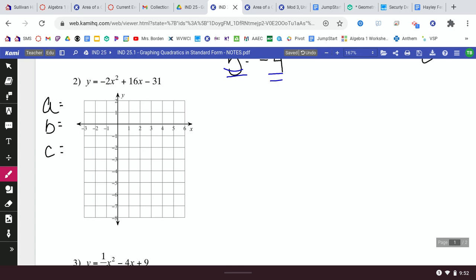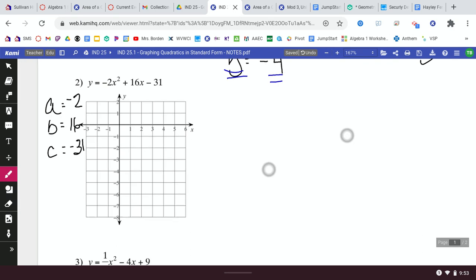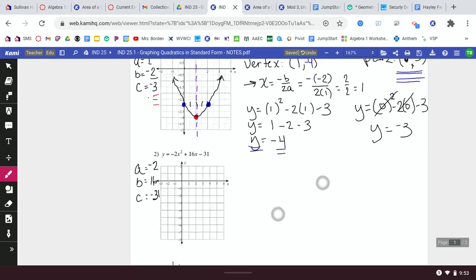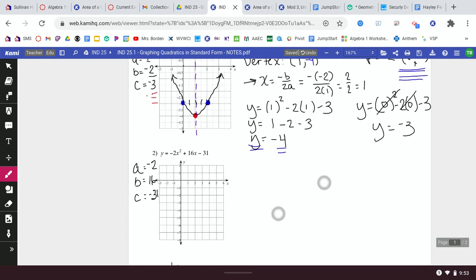Here, our A equals -2. Okay, and we're not used to seeing a negative out front, but that's okay. I'll show you what it means. Our B is 16, and our C is -31, and that's a really high C, and so I'll show you what I mean by that being off the graph here in a second. So what does it mean when your A is negative? Well, if you'll notice in our first one we graphed, our A was +1, and our graph opened up.